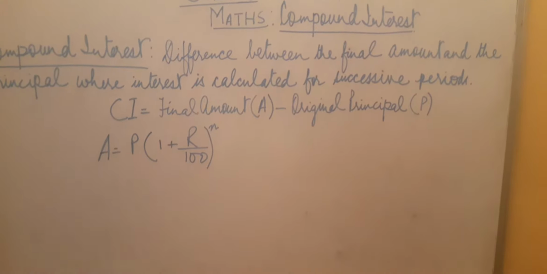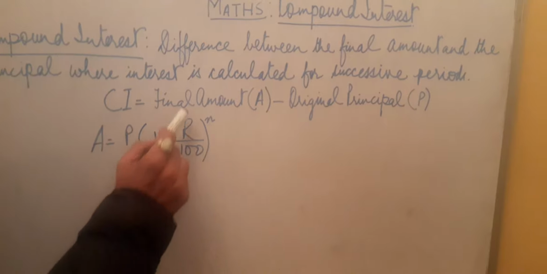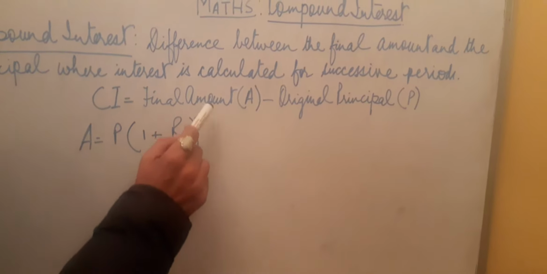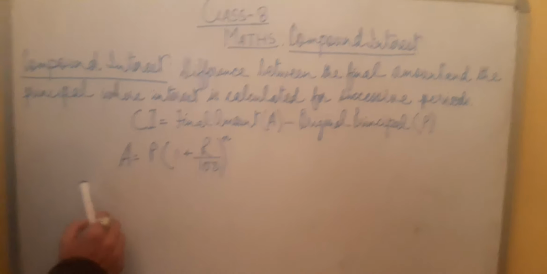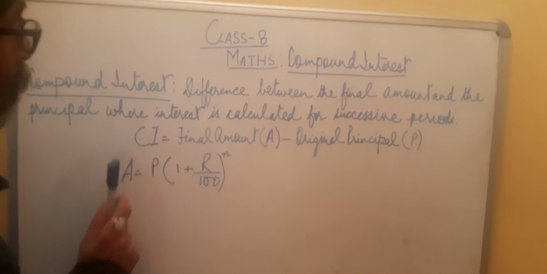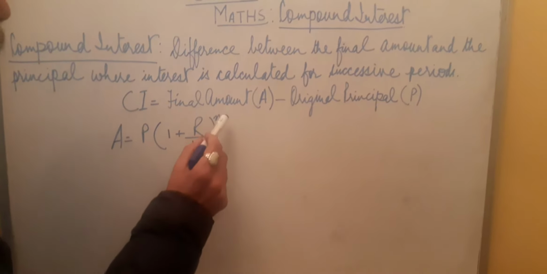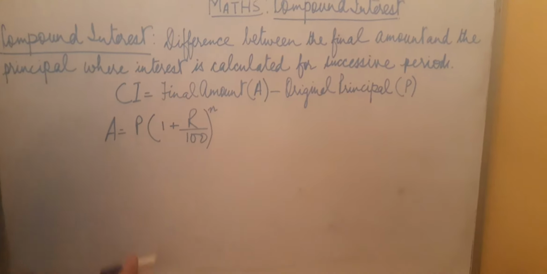And in this case, A is calculated as P into (1 + R/100) raised to the power of N, where A is the amount, P is the principal, that is the sum of money borrowed or lent, R is the rate of interest per annum, and N is the number of years.